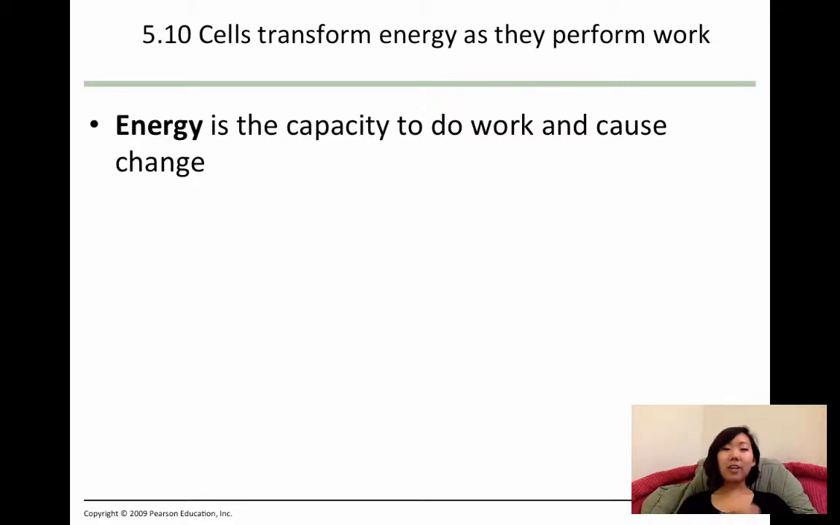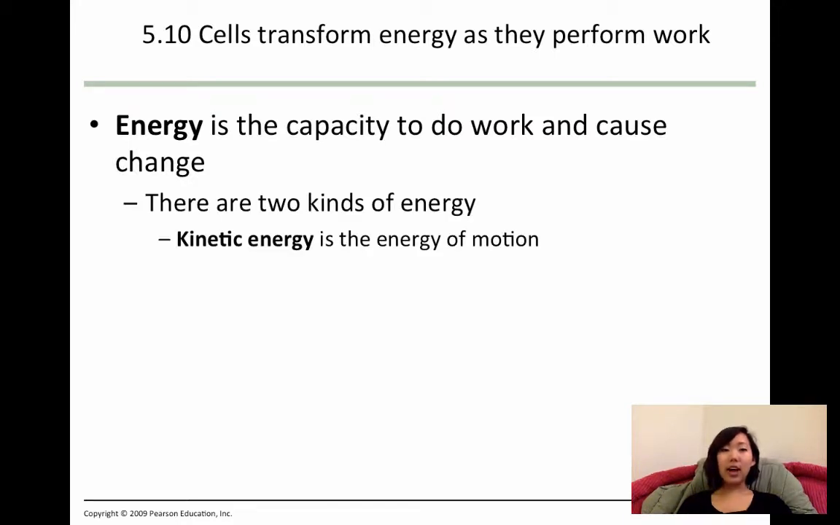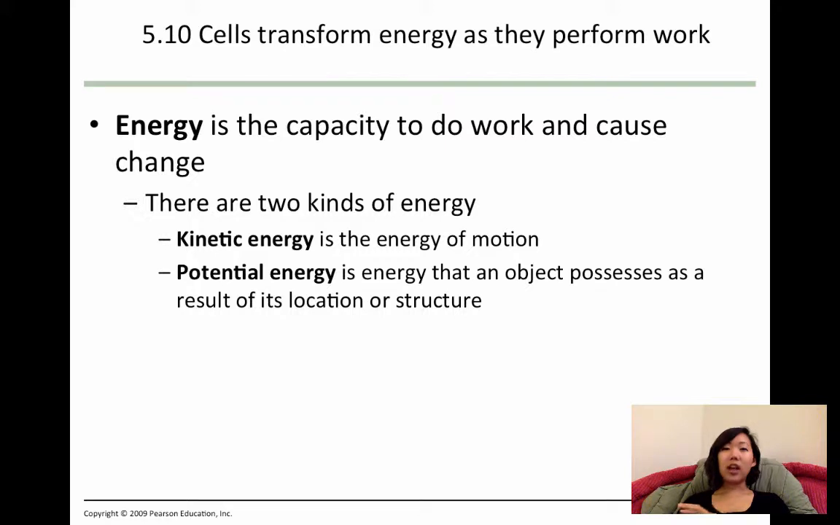To start us off, energy is defined as the capacity to do work and to cause change. And if you're taking physics, you're probably going a lot more in depth on what energy really means. But there are two major forms of energy that we will be focusing on in this class. Number one is kinetic energy, which is the energy of motion. And the second one is potential energy, which is energy that an object possesses from either its location or the kind of structure that it has. And we're going to be focusing on one specific example of kinetic energy and one specific example of potential energy.